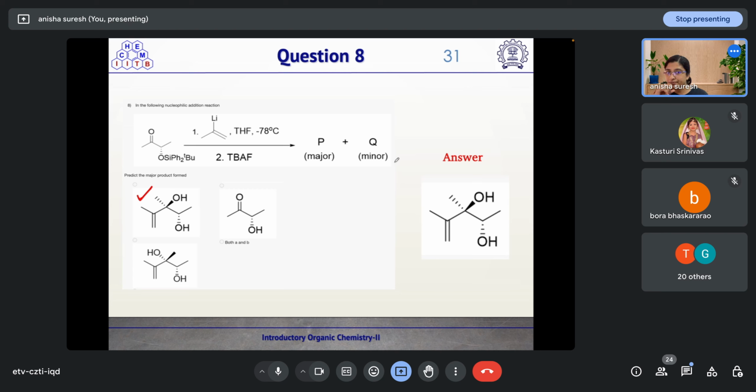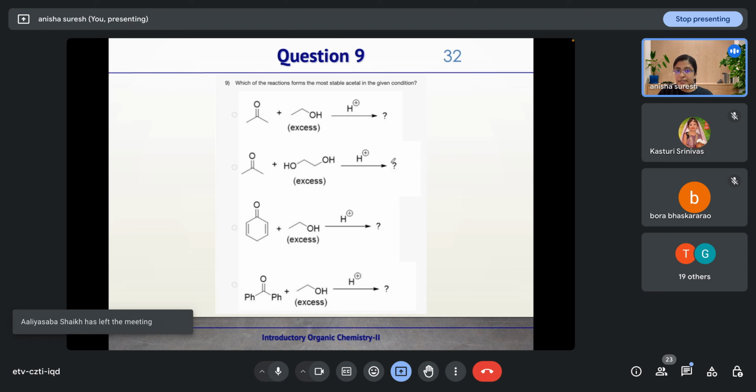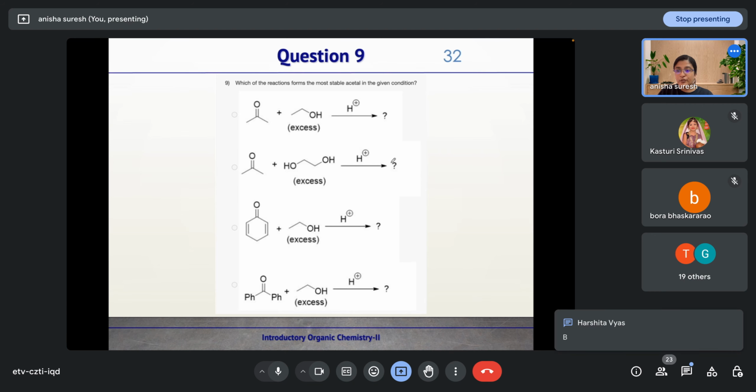Any doubts? Okay. Now coming to the next question. Which of the reactions forms the most stable acetal in the given reaction? So four different acetal formation reactions have been given, out of which which is the most stable condition for formation of the acetal? B. Yeah, B is the right answer. What could be the reason?